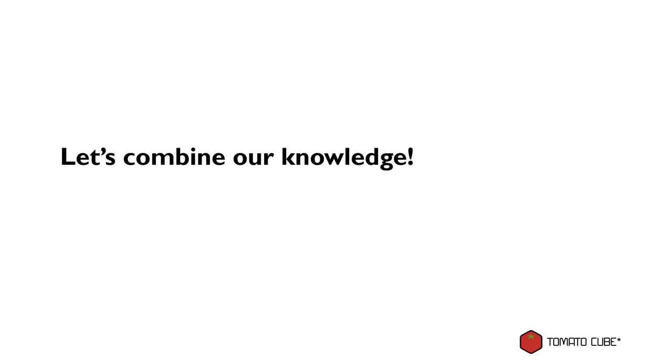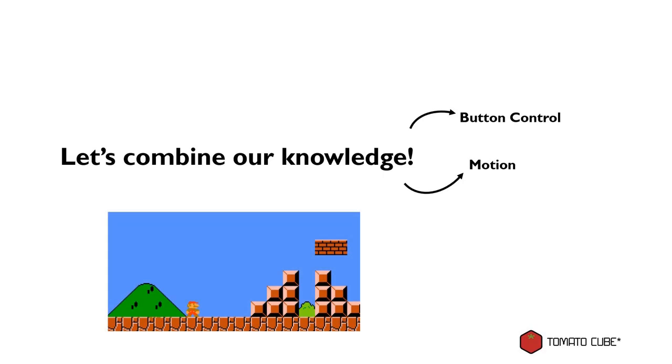So let's combine what we have learned today to create a game. At the beginning of the session, we learned how to create button control, and then we also learned how to create different movement in our game. So I think we are ready to create a simple platformer game, which is a game that has a platform or the ground for the sprite to stand on. And then we can add in some button control and motions to control the character to move around the scene.